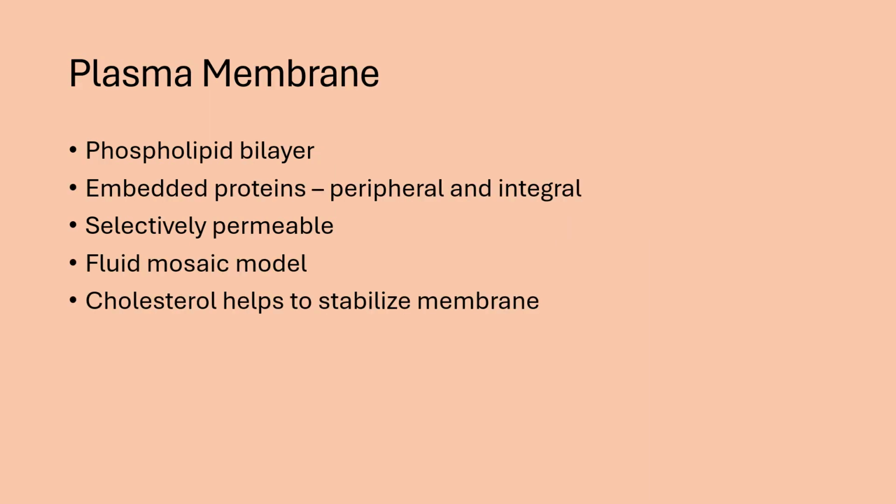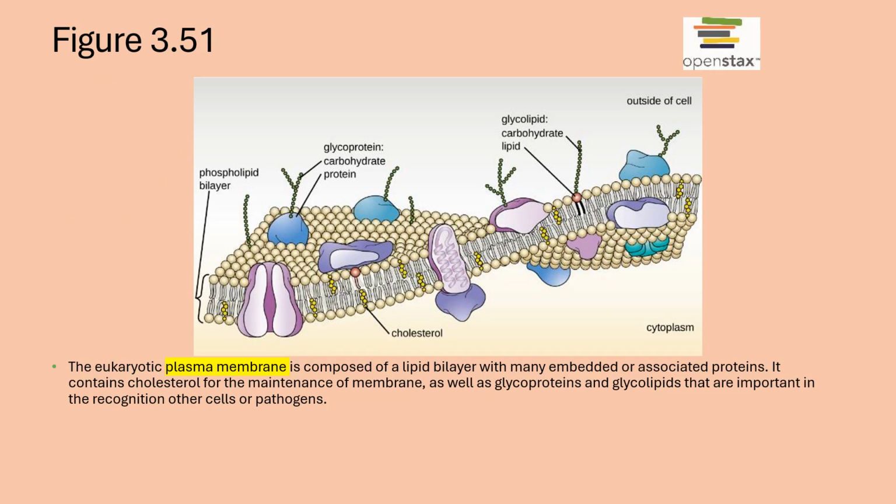So this plasma membrane that all cells have, once again, it's a phospholipid bilayer. I've mentioned that you have embedded proteins in there. Integral proteins just means that it extends the entire width of the membrane. Peripheral is just on the edge. It's selectively permeable. Once again, only certain things are allowed in and out. Fluid mosaic model means that there is some slight movement with it. And as I mentioned before, cholesterol helps to stabilize it.